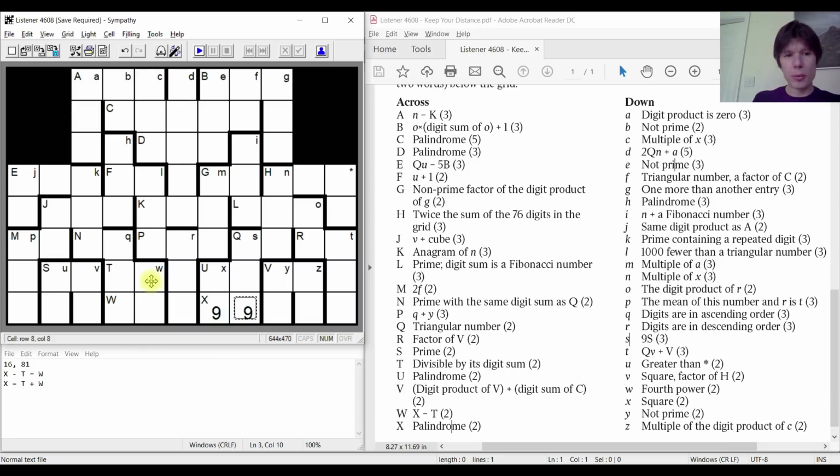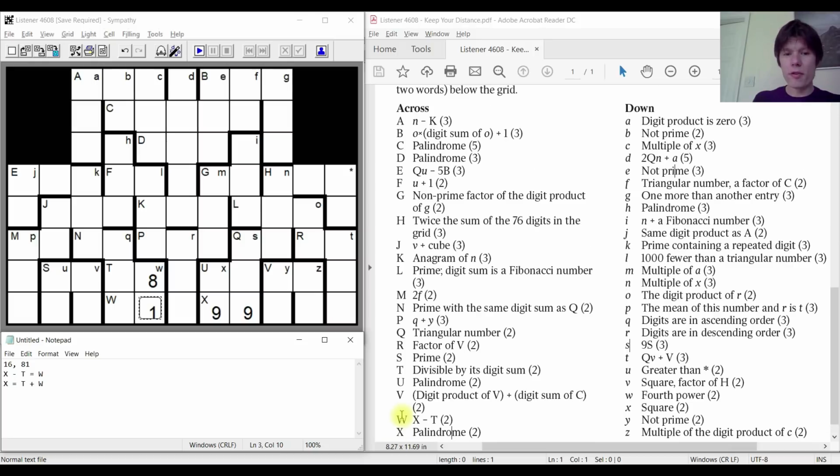And that means that W down can't be 16, it must be 81, so that big T plus big W has an answer that ends in a 9. So we can put 81 in for the answer to W down. Now in the clues, when I've solved a clue and it can't give me any more information, I'm going to just highlight it like that.